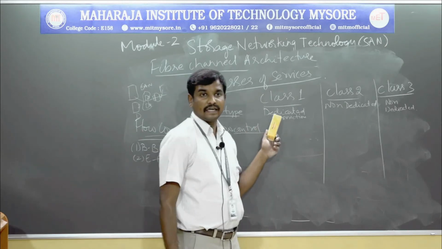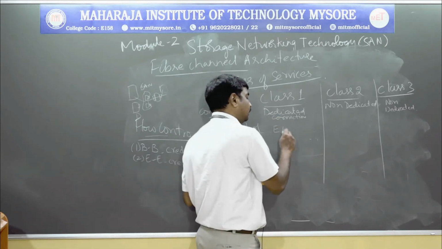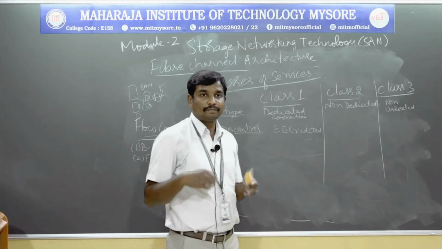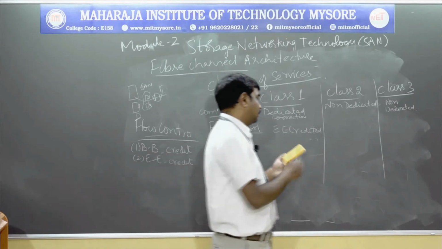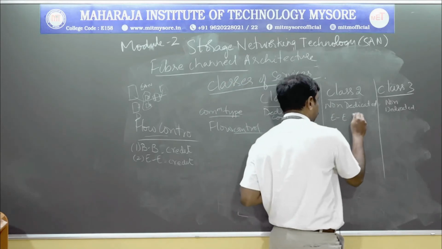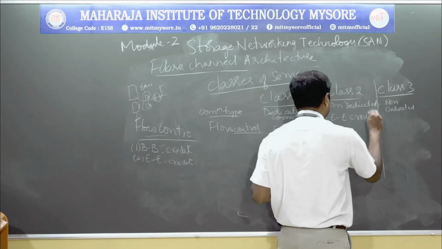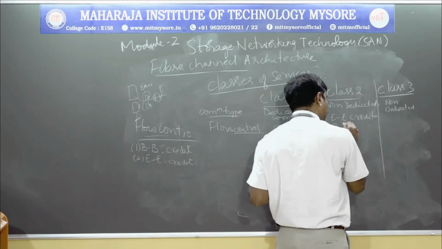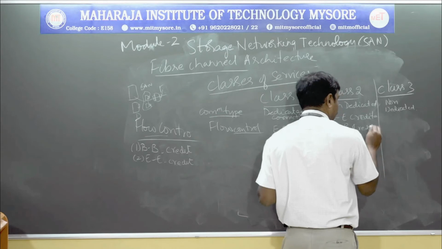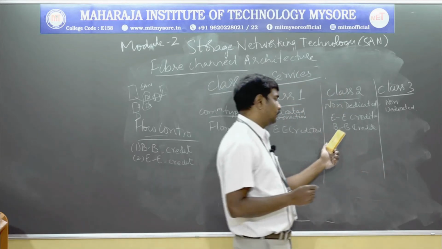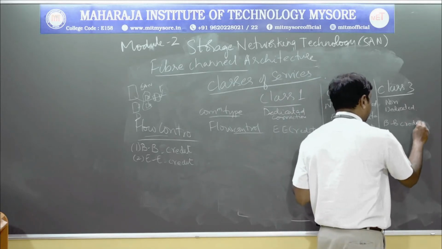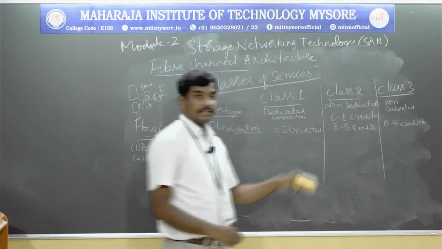Now, how is flow control done in class A? Flow control in class A is done through end-to-end credit. That means it has extra devices for performing the end-to-end connections and controlling the flow. Class 2 contains both end-to-end credit as well as buffer-to-buffer credit. That means it has the corresponding buffer between the connections. It contains both. Class 3 contains buffer-to-buffer credit for connections.